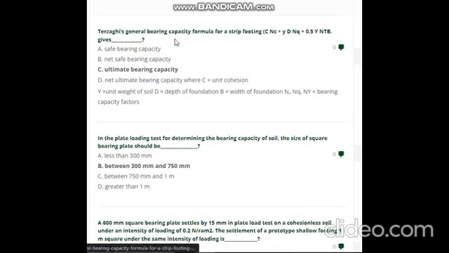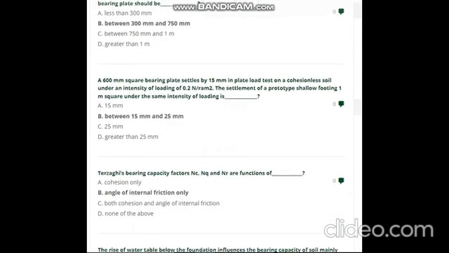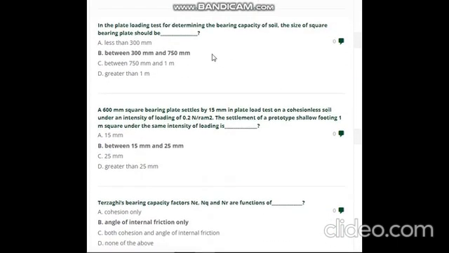Terzaghi's bearing capacity formula for strip footing, cNc plus gamma D Nq plus 0.5 gamma B N gamma, gives ultimate bearing capacity. In the plate loading test for determining the bearing capacity of soil, the size of square bearing plate should be between 300 mm and 750 mm.